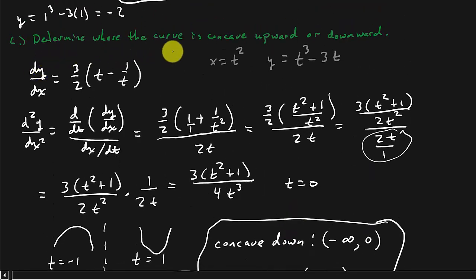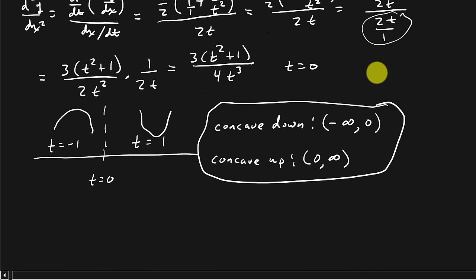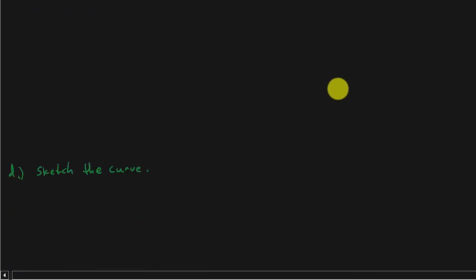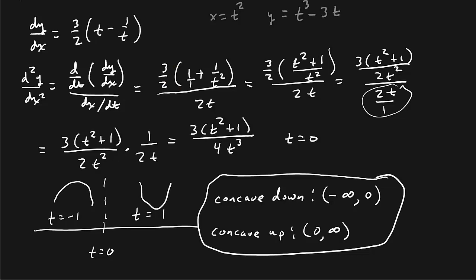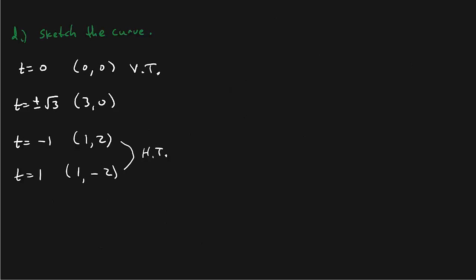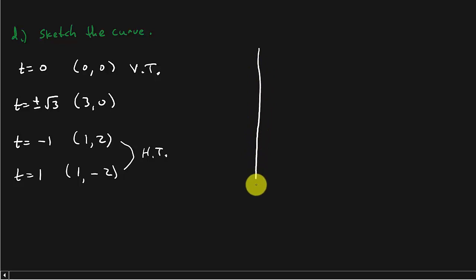Determine whether the curve is concave upward or concave downward. So what does the last part say? It says sketch the curve. Okay. So before we sketch the curve, let's write down the important information that we found up here. I'm going to pause the video while I do it. All right, so we have everything written down here. So let's see if we can sketch the graph here.